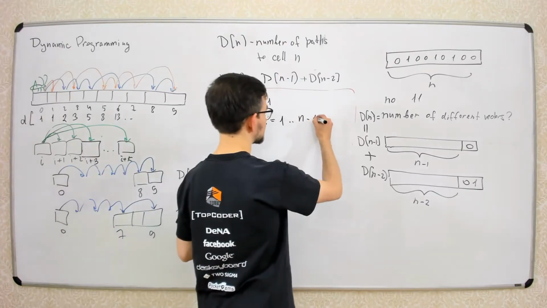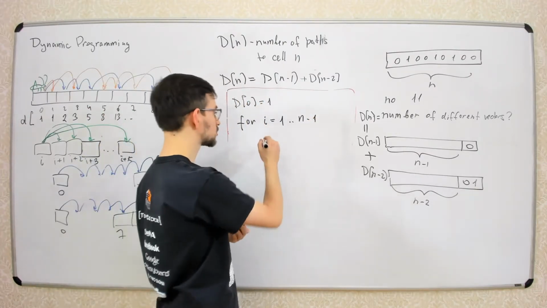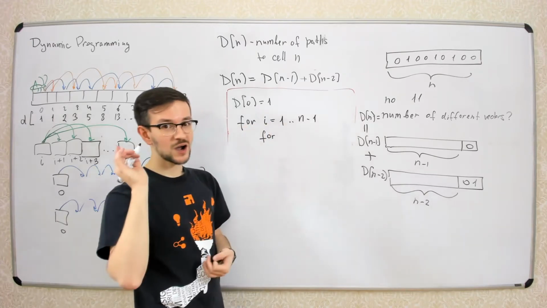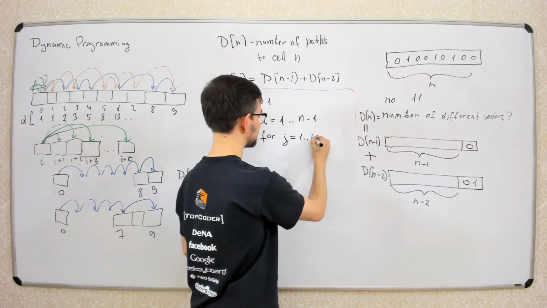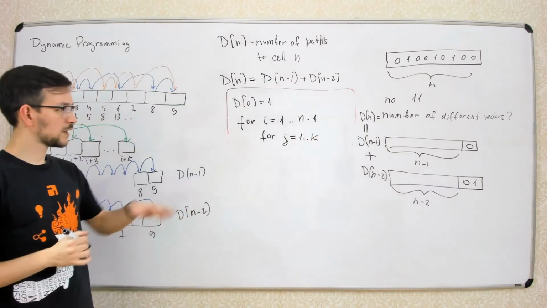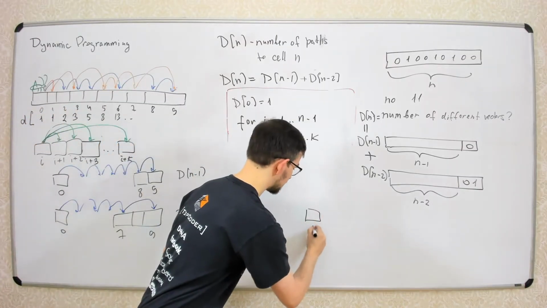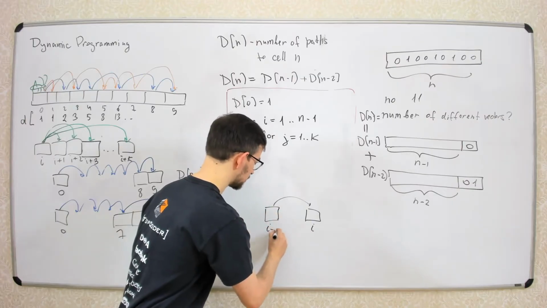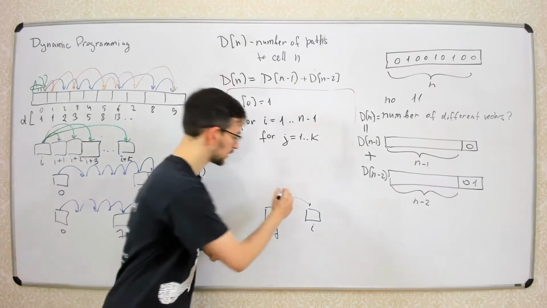So how to improve this? We will make a cycle or a loop. It's called loop in English. Make a loop for j from 1 to k. And this will be the length of the last jump. So we have cell I and we jumped from cell I minus j. And this last jump has the length k.